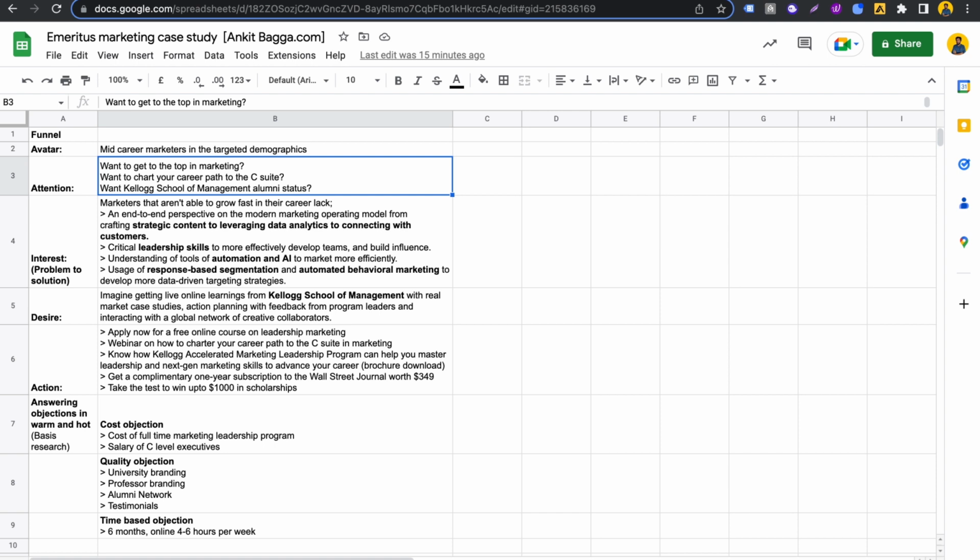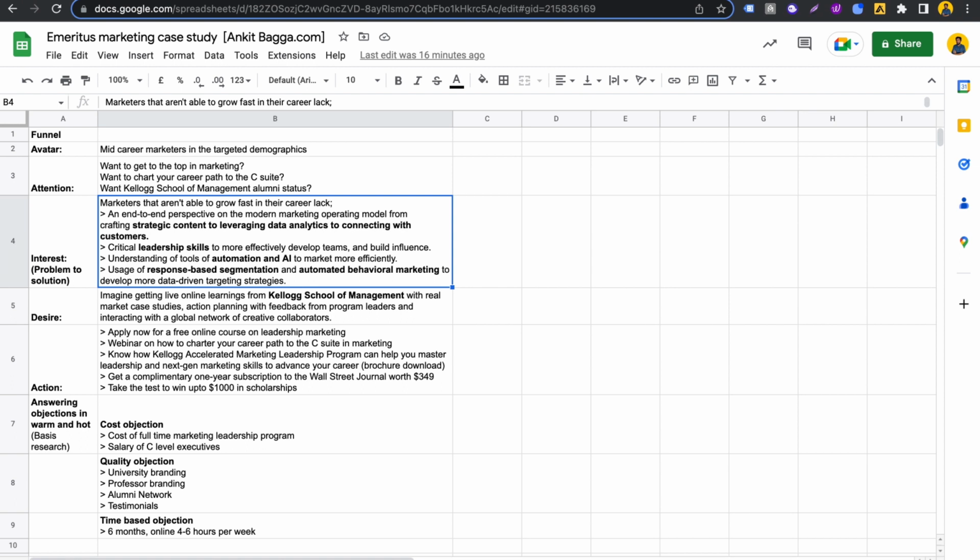The next part is the interest. So we want to target people's interests and tell them, okay, this is the problem and this is the solution. The problem is that marketers who aren't able to grow fast in their career lack the following: an end-to-end perspective on modern marketing operating models, critical leadership thinking, understanding of tools for automation and AI, and usage of response-based segmentation. All these problems, if you have the landing page for a particular program, the content team might have already thought about it.